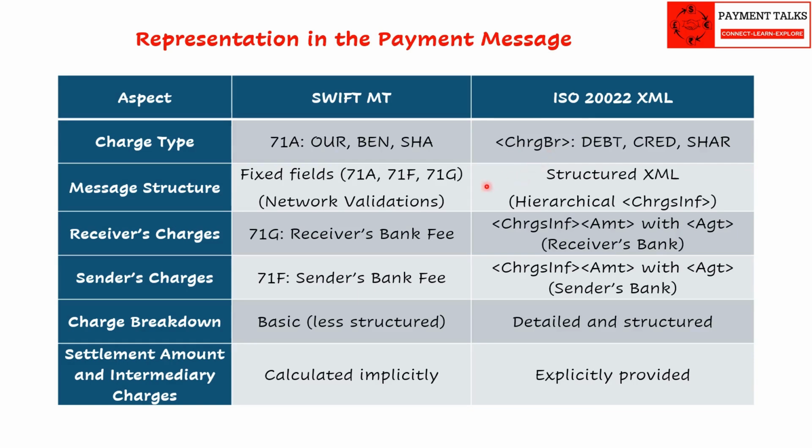The charges are represented in the tags 71F and 71G in the MT message. 71F refers to the sender's charges, whereas 71G refers to the receiver charges. There are some network validations that are applied on 71F and 71G. 71G is allowed only for the charge code OUR. It is not allowed for BEN and SHA, and rightly so.